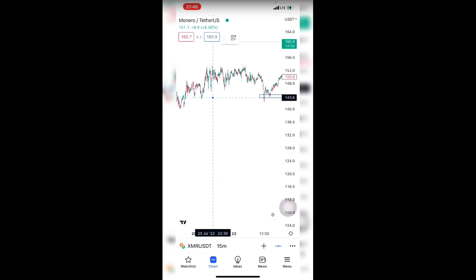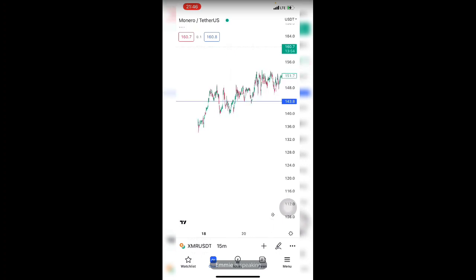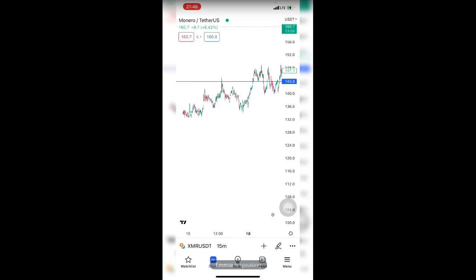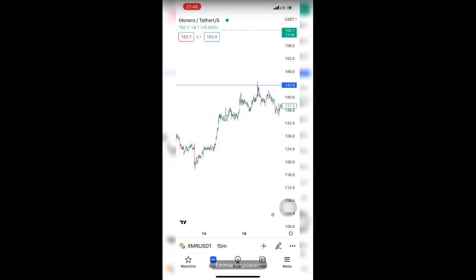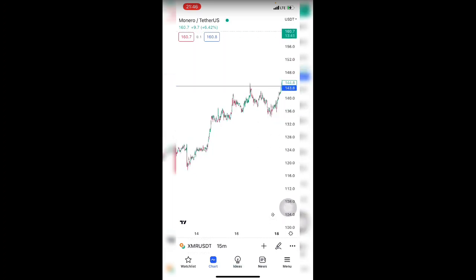All these places are supports. Can you see? They are touching it, but it's breaking it here. So another thing that I want you to know is that once support is broken, it turns to what? Resistance. Or once resistance is broken, it turns to what? To support. Look at it.